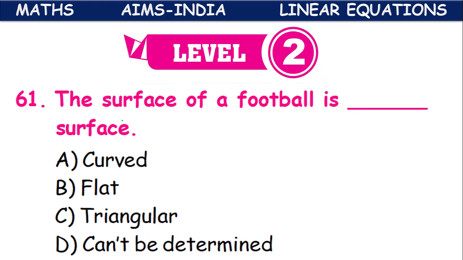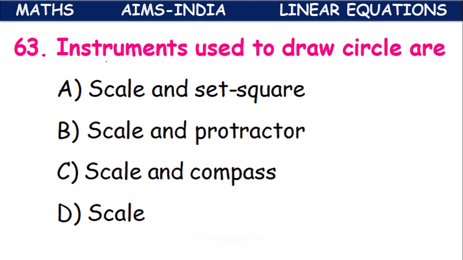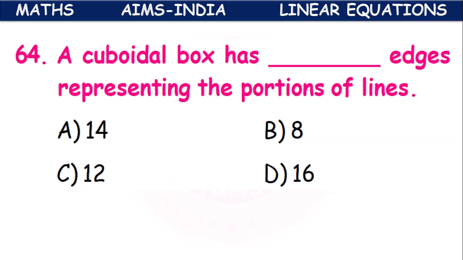Next one, double 2 questions. The surface of a football is a curved surface. Football, curved. Next. It's a repeated question, children. Already we have discussed this question in level 1. This is also a repeated question. Next. 64. A cuboidal box has dash edges representing the portion of lines. Already we have learned this, 12 edges.